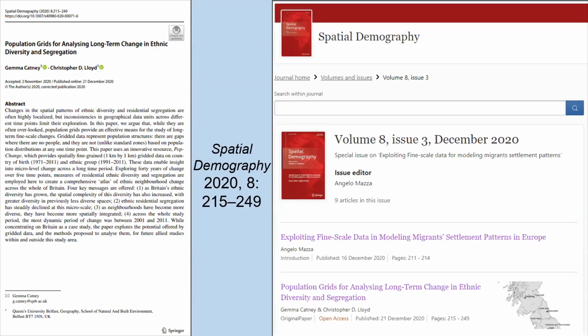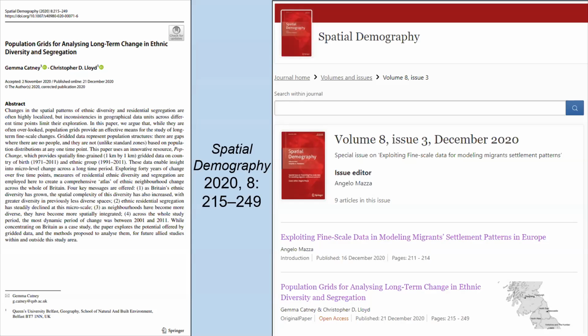So the first section of the presentation draws on work that's fairly recently published in spatial demography, and that's collaboration with my colleague Chris Lloyd, who's also at Queen's Geography as well, and also very into spatial scale and all things scale. That paper is part of a wider special issue in spatial demography that aims to explore fine scale data in modelling, in particular, migrant settlement patterns across Europe. So that might be of interest to some of the audience today, that special issue that was just out before Christmas.